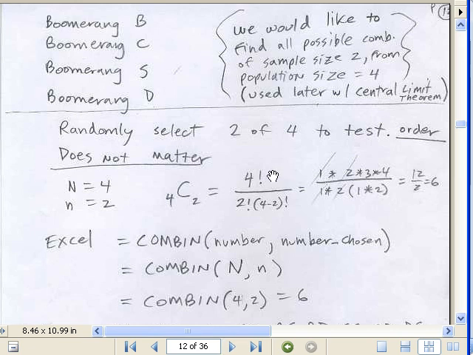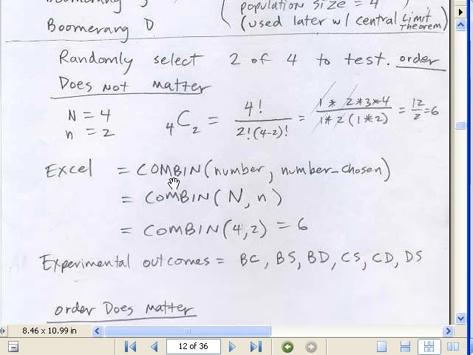Now, here we have 4 boomerangs. And we would like to find all possible combinations of sample size 2 from a population size 4. Again, later we'll use this in our central limit theorem to prove that some aspects of that are true. We want to randomly select 2 of 4 to test. Order does not matter. There's our big N, our population size, and our little n, our sample size. We calculate it and we get 6.